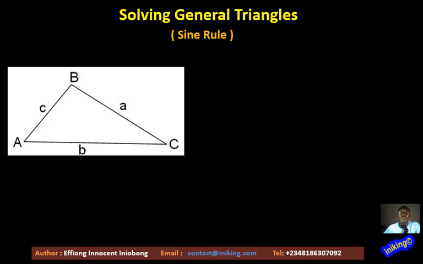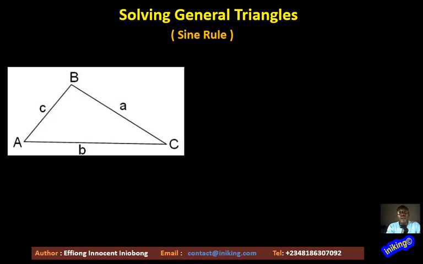First, we look at the sine rule. On our screen, we have a triangle ABC labeled with uppercase A, uppercase B, and uppercase C. The lengths of the sides are labeled with lowercase letters: lowercase a facing angle A, lowercase b facing angle B, and lowercase c facing angle C. This kind of triangle is referred to as an acute angle triangle because all angles there are less than 90 degrees.